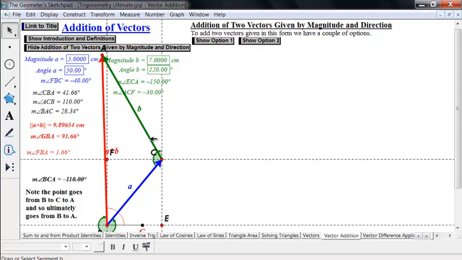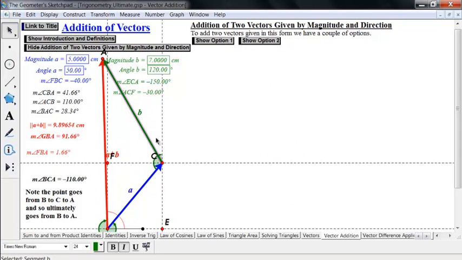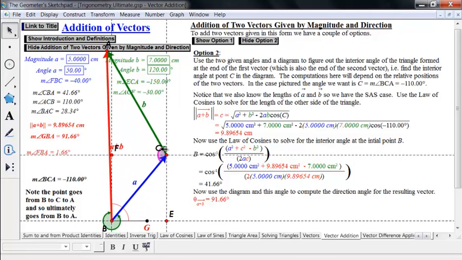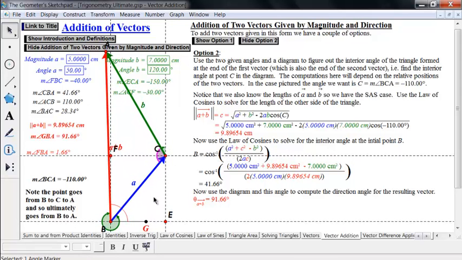So that's one option: rewrite things in terms of components. Another option is to look at this picture and notice that we have a triangle. We know side A and we know side B, and we know enough about the angles to be able to figure out the angle at C, where you're at the end of the first vector and the beginning of the second vector.